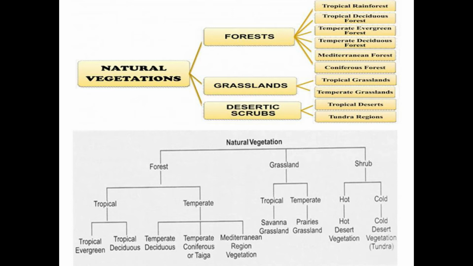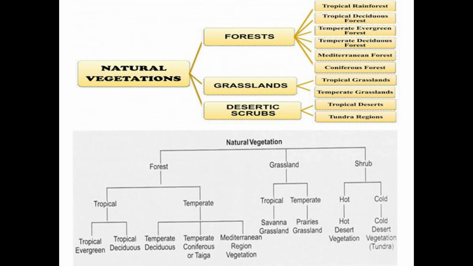The next type of vegetation is grasslands. Grasslands are present in the regions of moderate rainfall. The trees in grasslands are short and stunted. Majority of the area is covered with long and short grasses. Grasslands are classified into two categories. 1. Tropical grasslands. 2. Temperate grasslands.